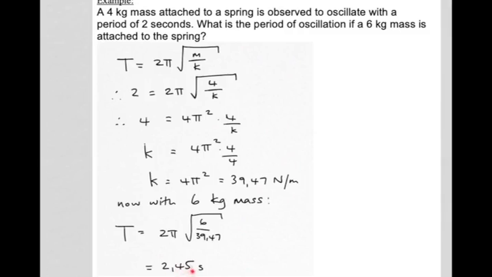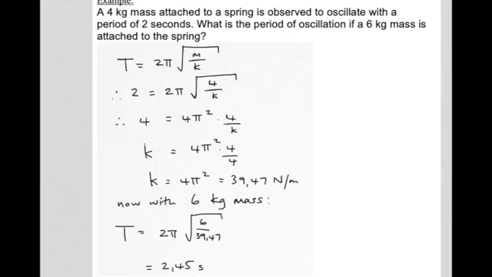Does it make sense? It used to be 2 and now it's 2.45. Well, I think that makes sense because we're dealing with a bigger mass. The mass is now 50% greater at 6 kilograms, and the periodic time of oscillation has increased from 2 seconds to 2.45 seconds.